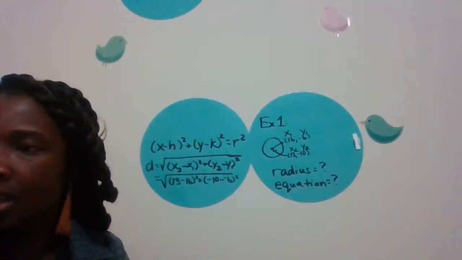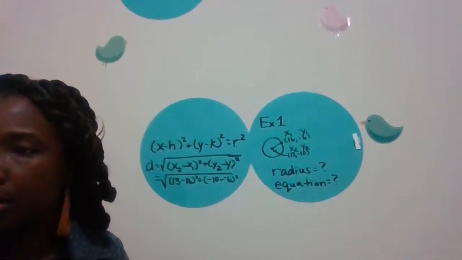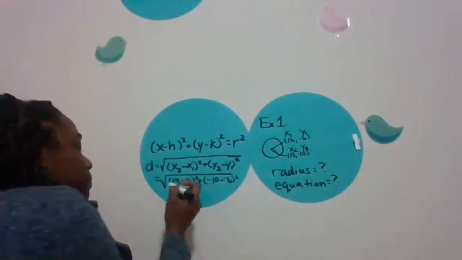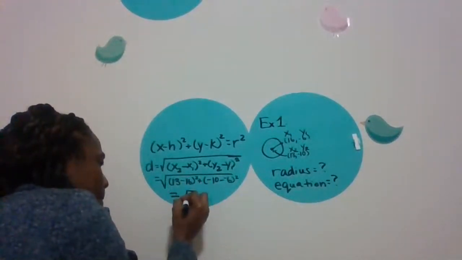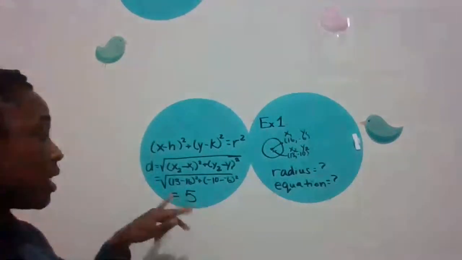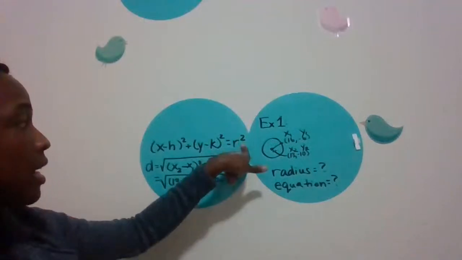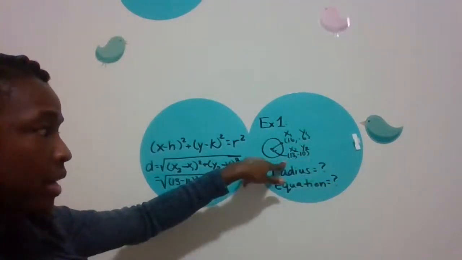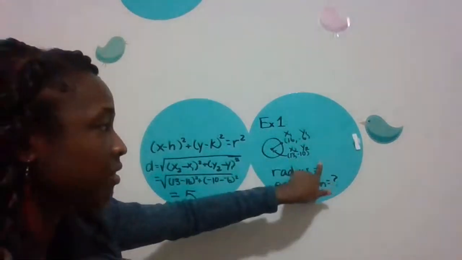All right, so we know the radius of this circle is going to end up being 5. All right, so the radius of the circle is 5. All right, so we're just going to take that. We know our radius. We know the center is 13, negative 10. So now we can write the equation of this circle because we know the radius is 5.